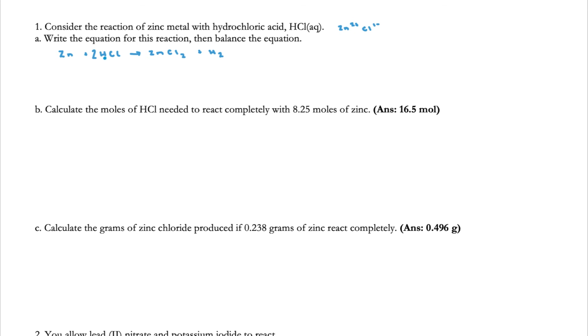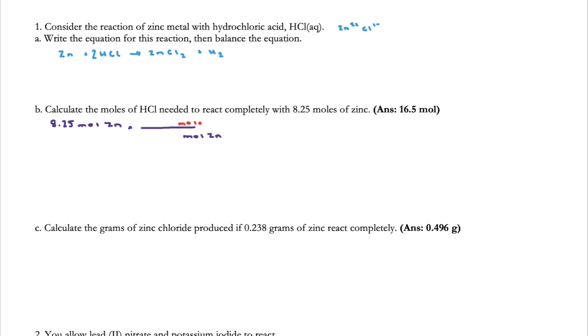All right, for B, it says calculate the moles of HCl, my reactant, needed to react completely with 8.25 moles of zinc. So here's our first stoichiometry problem. My given is 8.25 moles of zinc. I need to get out of moles of zinc, and notice I'm going to write moles of Zn because you've got to be really clear what you're in and what you're getting into, because we're going to have moles of different substances. So I'm going to get out of moles of zinc by putting it on the bottom, and I'm going to get into moles of hydrochloric acid by putting moles of hydrochloric acid on the top.